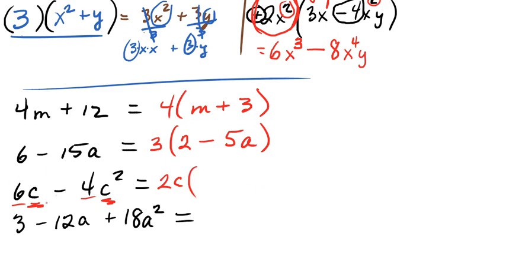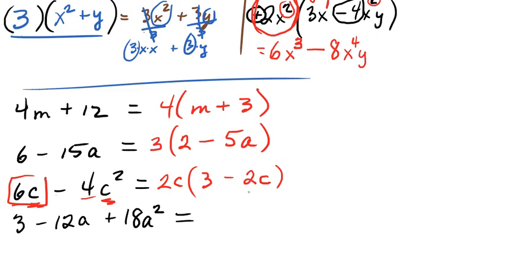Now I go back to the first term and say, okay, when I divide this common factor out, what am I left with? 3. Minus, what's 4c squared divided by 2c? That's going to be 2c. Good.